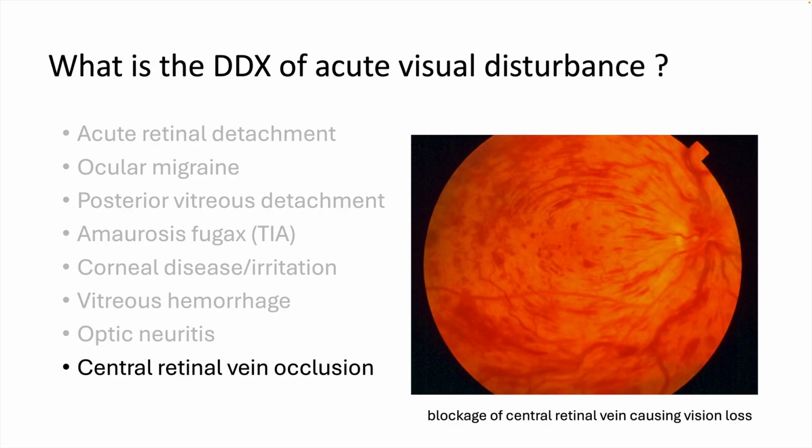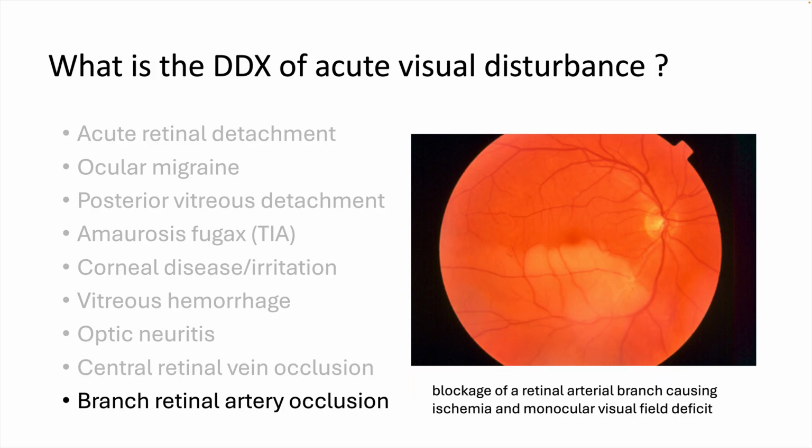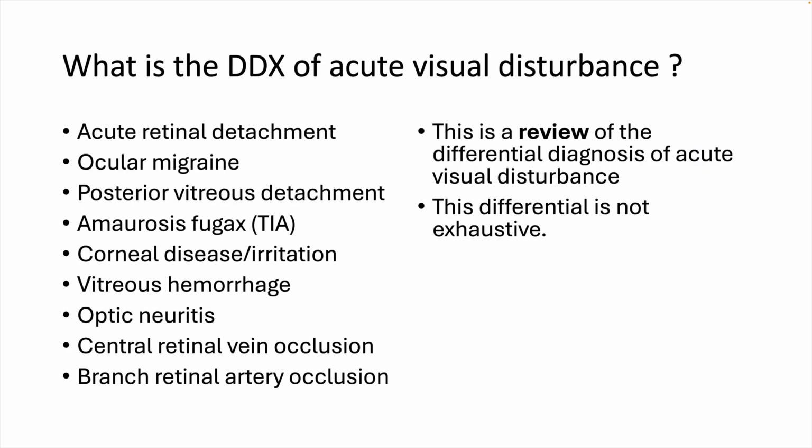Central retinal vein occlusion is a blockage of the central retinal vein, causing visual loss due to retinal ischemia and macular edema from blockage of venous outflow. Branch retinal artery occlusion is defined as the blockage of a retinal arterial branch causing retinal ischemia and typically a monocular visual field deficit. This is a review of the conditions that might cause acute visual disturbance. This is not an exhaustive list, but covers 95% of the causes of acute visual disturbance.